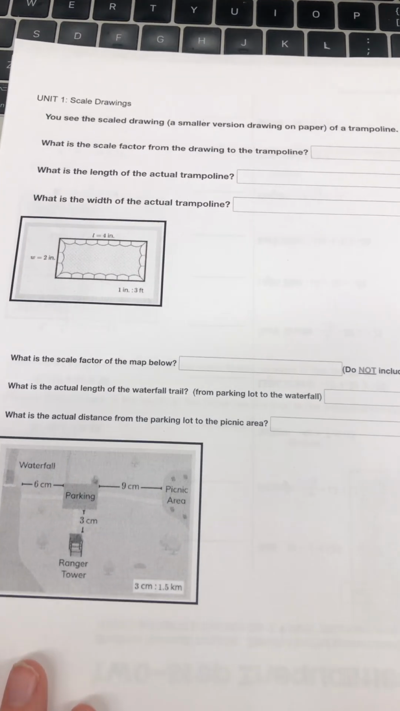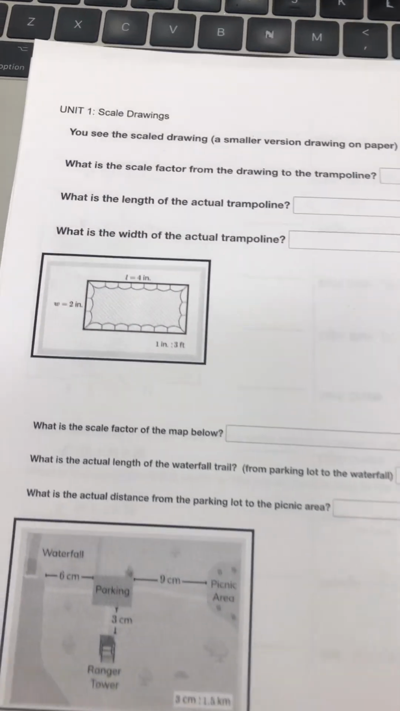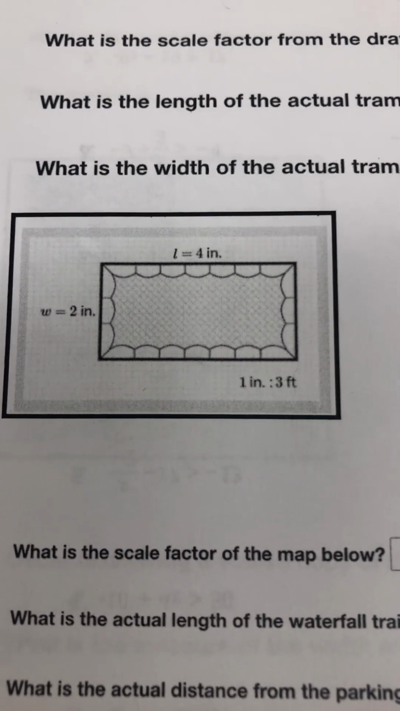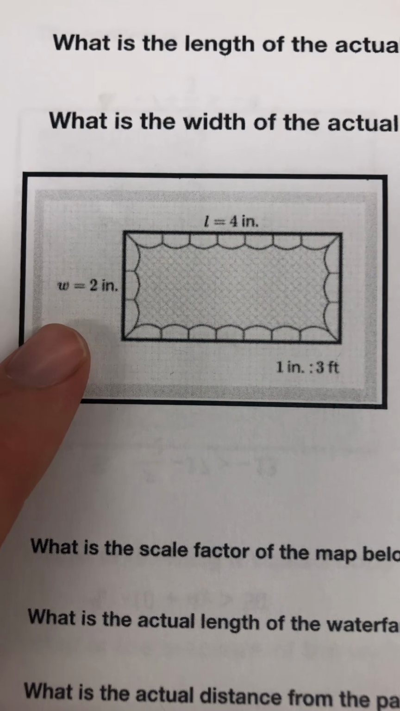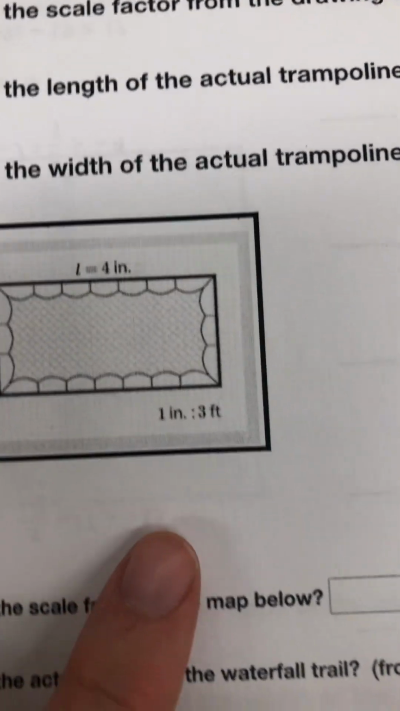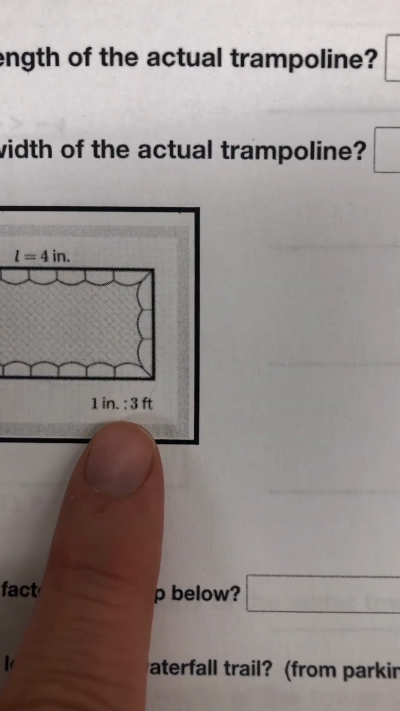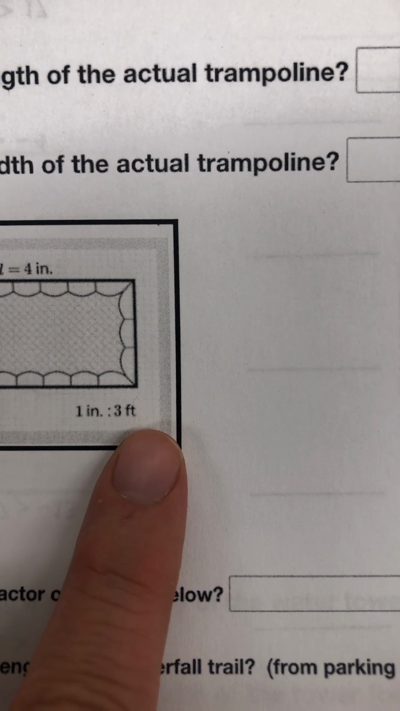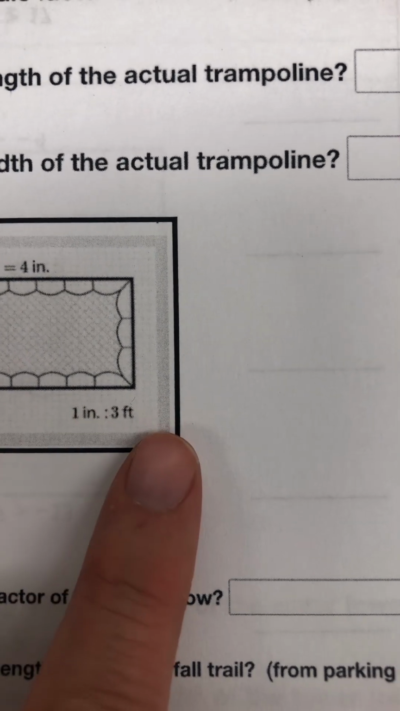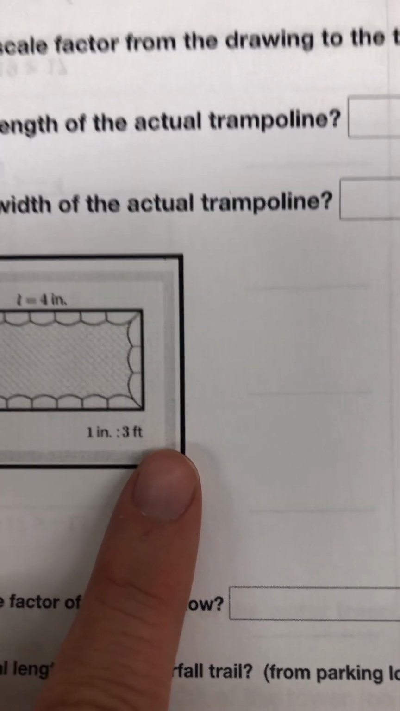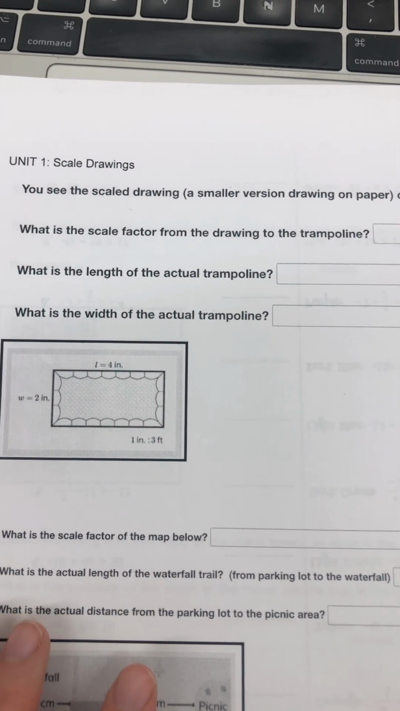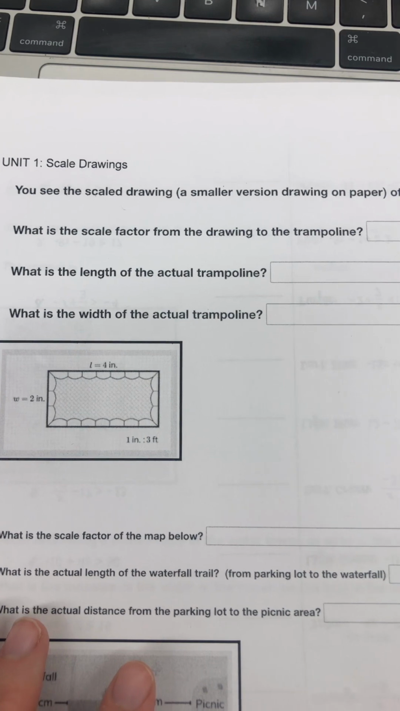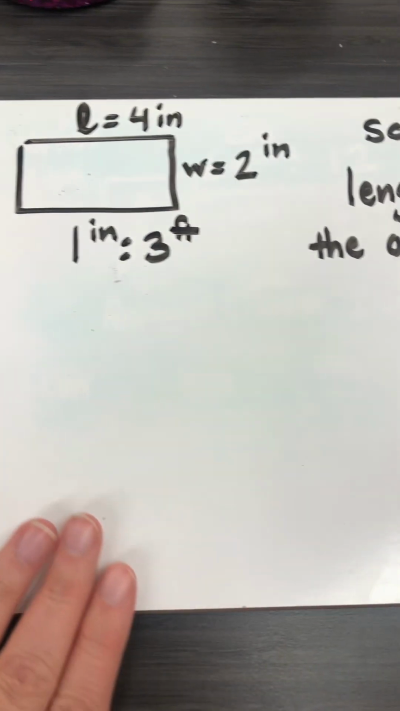Okay, we're going to solve some problems involving scale drawings. The first one, I have a picture of a trampoline that shows 2 inches by 4 inches, and they give me the scale. Every 1 inch represents 3 feet, 1 inch on the picture, 3 feet on the real trampoline. So the question is asking us to find the scale factor and also the width and the length of the actual trampoline. I have the drawing on my whiteboard.